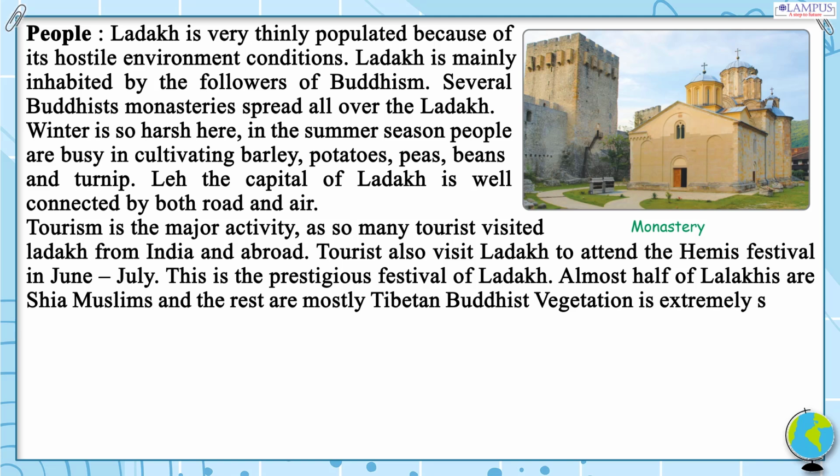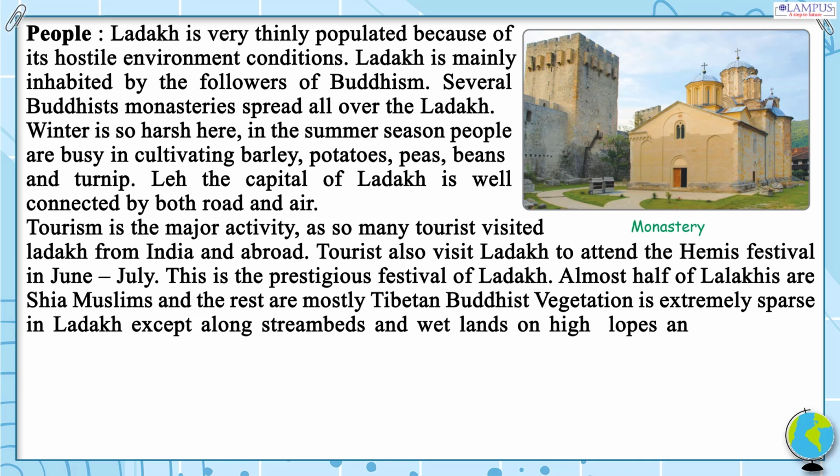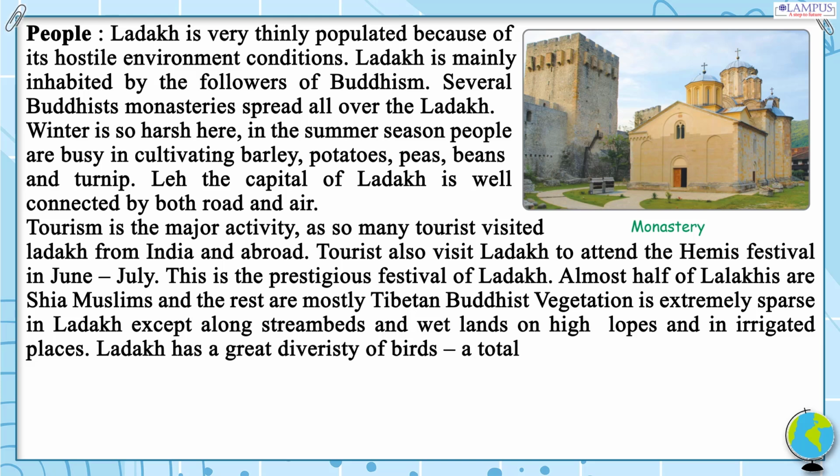Vegetation is extremely sparse in Ladakh except along stream beds and wetlands on high slopes and in irrigated places. Ladakh has a great diversity of birds. A total of 225 species have been recorded.